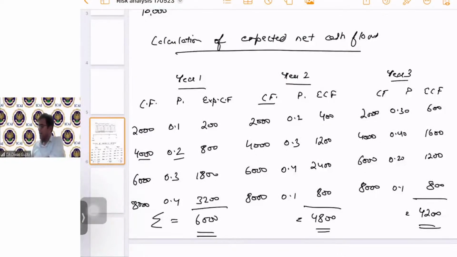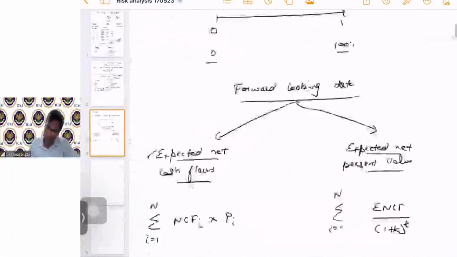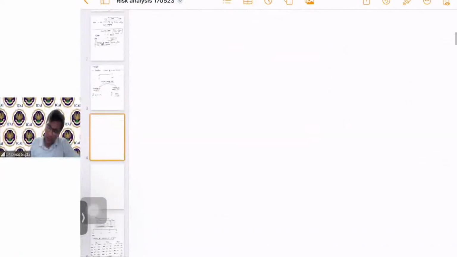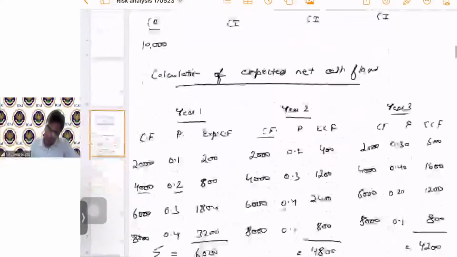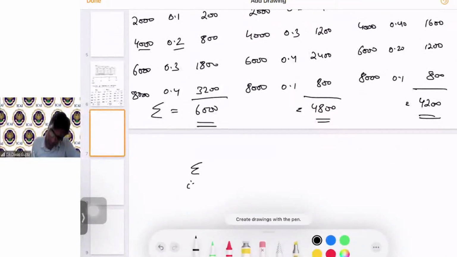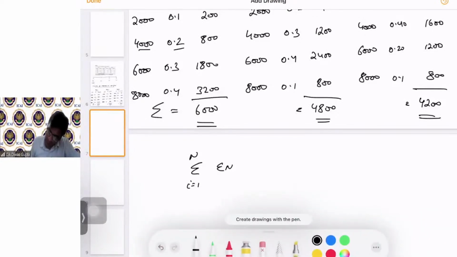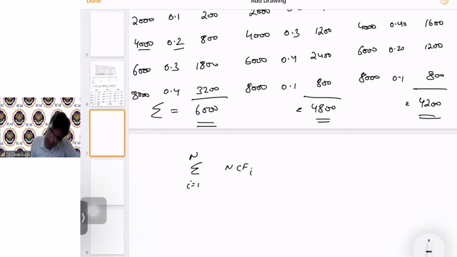So you see, actually, this is what. Now let's tie back our formula that we have studied. I'm just putting down the formula there. Summation of i equal to 1 to n, expected net, sorry, net cash flow, not expected, net cash flow multiplied by probability of i.